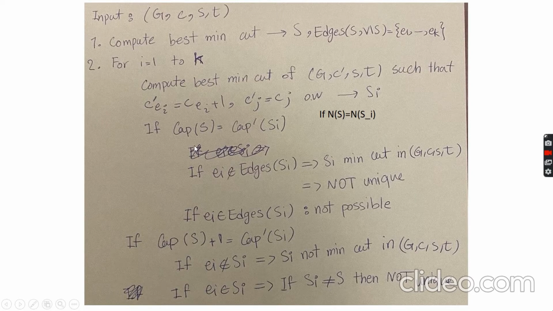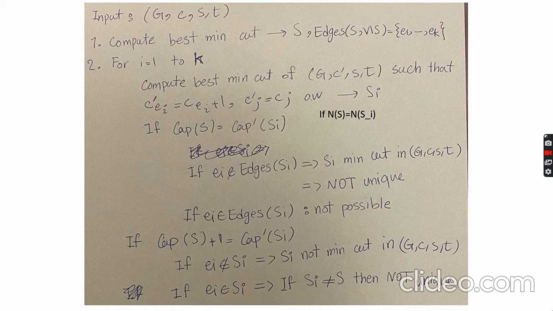But this is in contradiction to the fact that S is a min cut of the original graph. So this is not a case that can happen. Now let's move on to the second case where the capacity of SI in the new graph is 1 more than the capacity of S in the original graph. Again, we consider two cases. Either EI is in S or it's not.